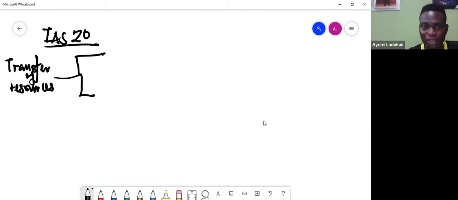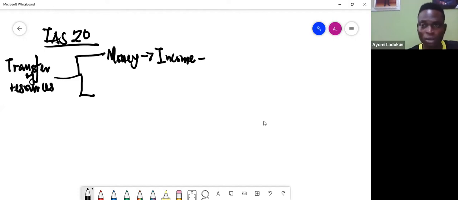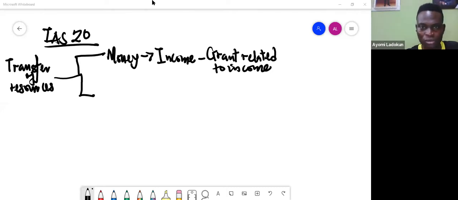They can either transfer money, all right? They can give an entity money, which is also called income, to the company. And this is what we call grant related to income. Is that okay? So that's what you need to understand. So money, income, grant related to income.